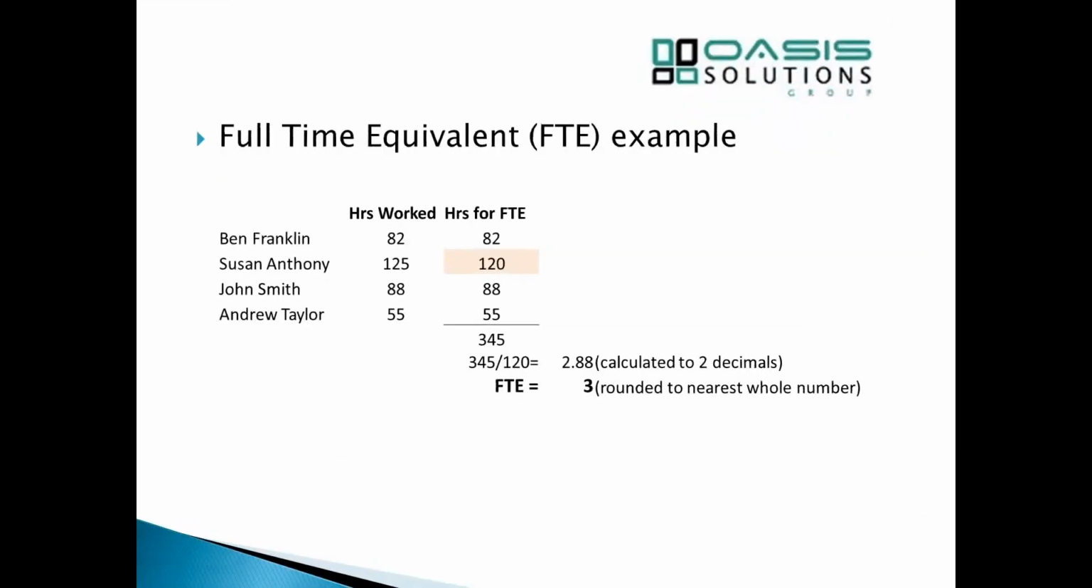So as an example, I've got my 4 part-time workers listed here. Notice that in the hours worked column none of them worked 130 or more hours, so we are just looking at part-time employees. But notice for the calculation for the full-time equivalent, Susan Anthony is capped at 120 hours, even though she did actually work 125 hours. So the total for those workers for the month was 345 hours. Once divided by the 120 hours and calculated to the second decimal, that's 2.88. And then, of course, rounded up to the nearest whole number would then leave you with a full-time equivalent of 3 employees.